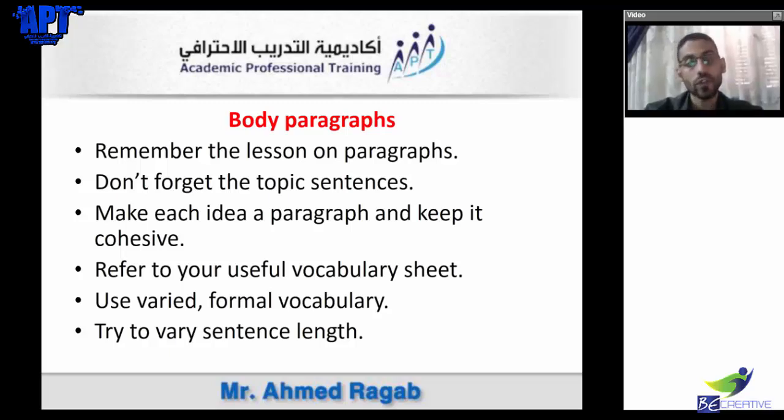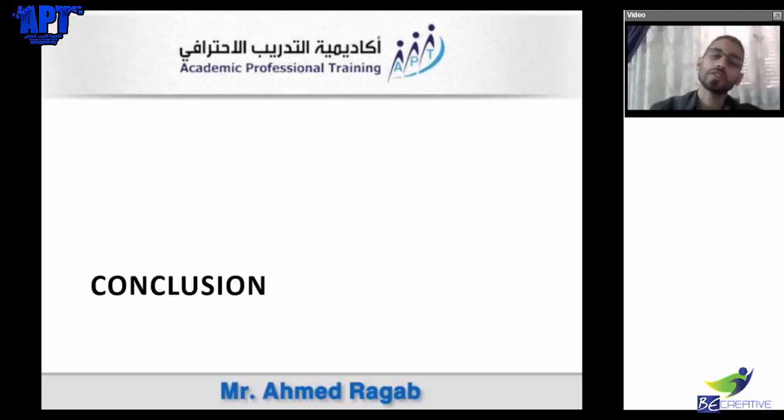Refer to your useful vocabulary sheet. Use varied formal vocabulary. Try to vary sentence length. Don't keep the sentences the same length, that's one of the important things. Lots of people choose a form of a sentence and it's the same length always. Vary sentence length to show how good you are in writing.